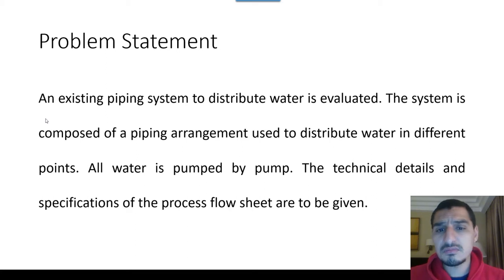It's used for distributing water to different places, and it is composed of pipe arrangements used to distribute water to different points. All water is pumped by pumps. So we have a pump in the very beginning, and then the water is distributed in pipes by splitters.